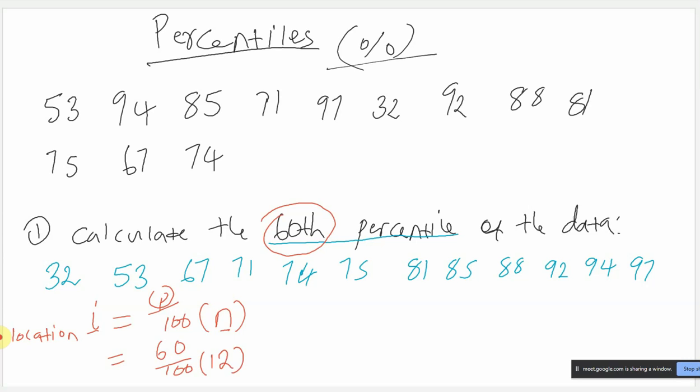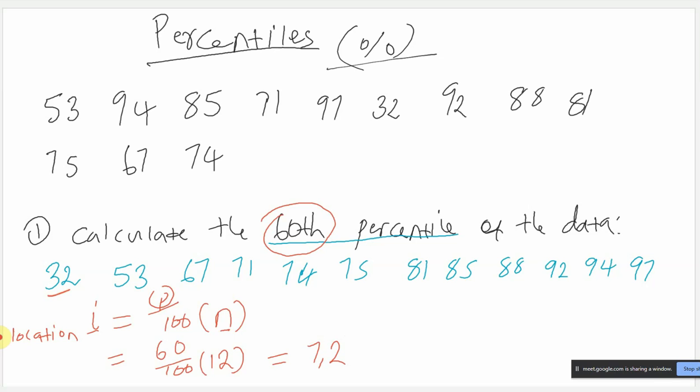So that will give me 60 divided by 100. Okay, this will give me 7.2. So you come to your data here. 7.2 is the position of this data, of where you're going to find the 60th percentile.